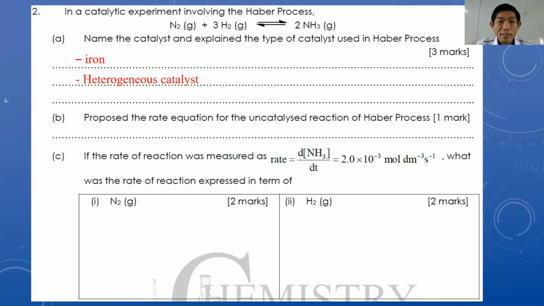So why is it a heterogeneous catalyst? Because catalyst and reactants are in different phases or in different states of matter. Okay, so those are the points that you have to mention. That is the catalyst for the Haber process. Then B, propose the rate equation for the uncatalyzed reaction of the Haber process.